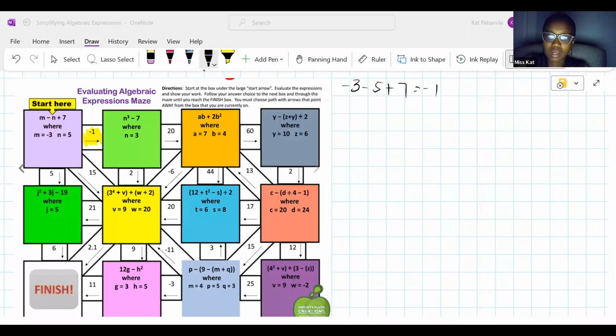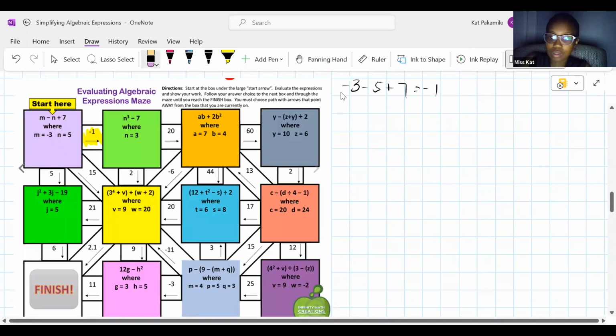If my device can cooperate, life would be wonderful. Here we go. 27 minus 7 is equal to 20. So we are moving one across. Orange block. Let's work out the orange block.